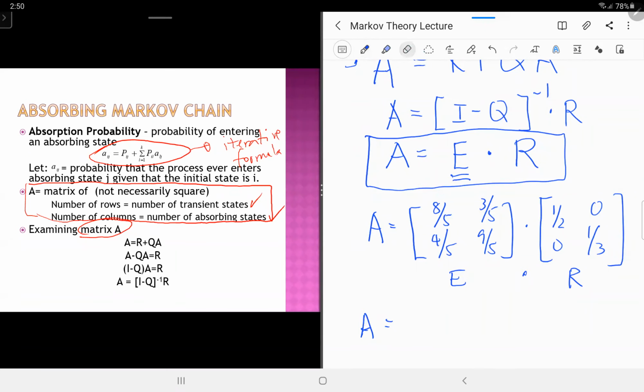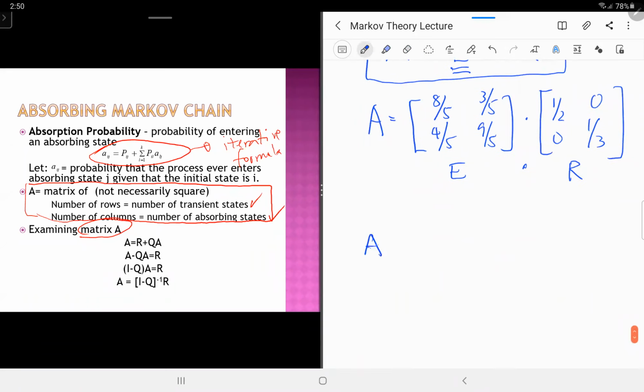Let me just fix this. We have 4 over 5. Okay, again, that's easy. 8 over 5 times 1/2 plus 3 over 5 times 0. You'll get 4 over 5. And then the rest will follow. You know, matrix multiplication. 1 over 5, 2 over 5, and then 3 over 5. Take note that the sum of the rows is equal to 1.